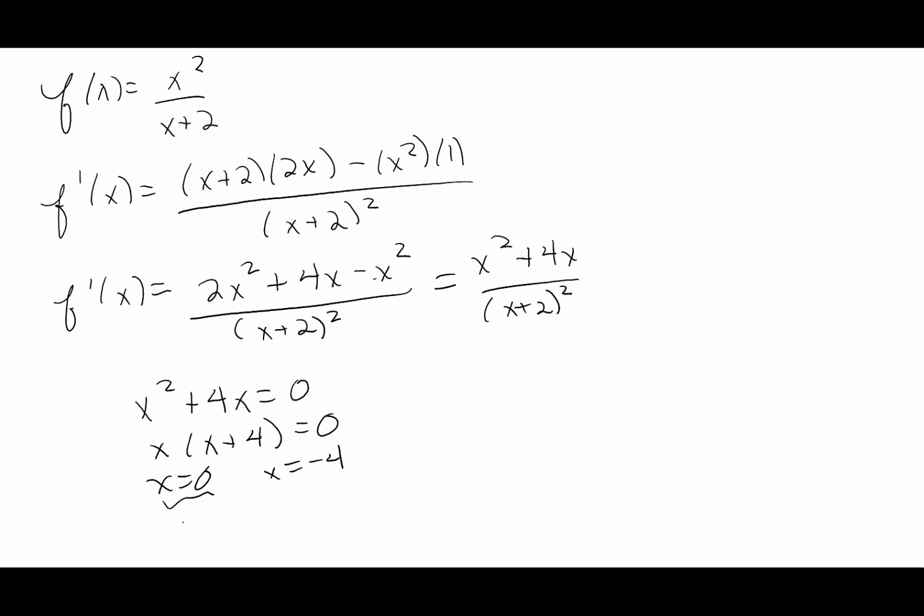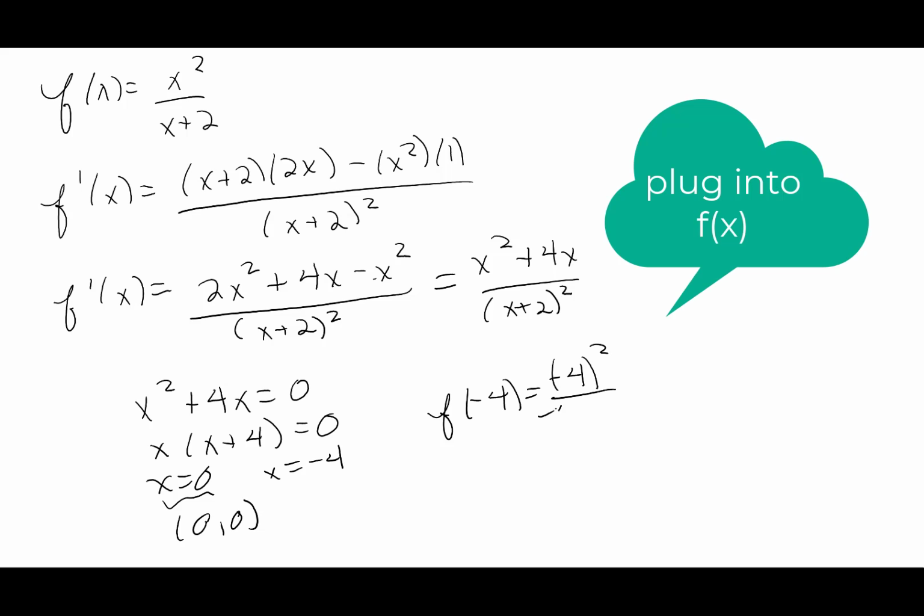Well, 0 we've talked about already. We know this was our x-y intercept at 0, 0. We can plug in negative 4 to get the y coordinate. So I have negative 4 squared over negative 4 plus 2. Every once in a while, this is easier than grabbing our calculator. Negative 4 squared is 16. Negative 4 plus 2 is negative 2. This is negative 8. So I have negative 4 and negative 8.